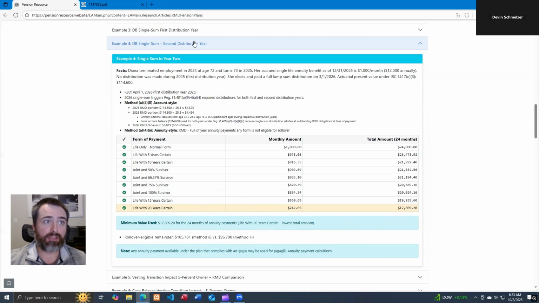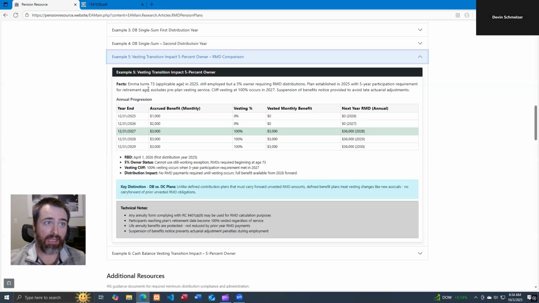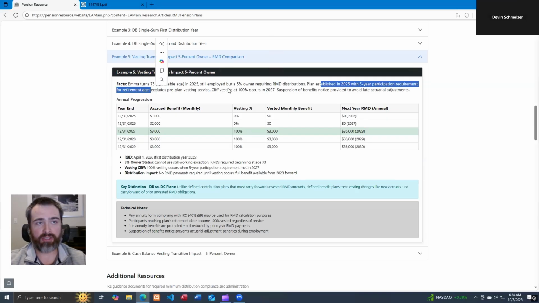Example 5 is showing the vesting impact for a 5% owner. Emma, who turned 73 in 2025, adopted a new cash balance plan. She's a 5% owner. There's a 3-year vesting cliff that excludes service before the effective date. And the plan has a 5-year participation requirement for the retirement age. This is all to have vesting not kick in as far back as it can to avoid having required distributions.